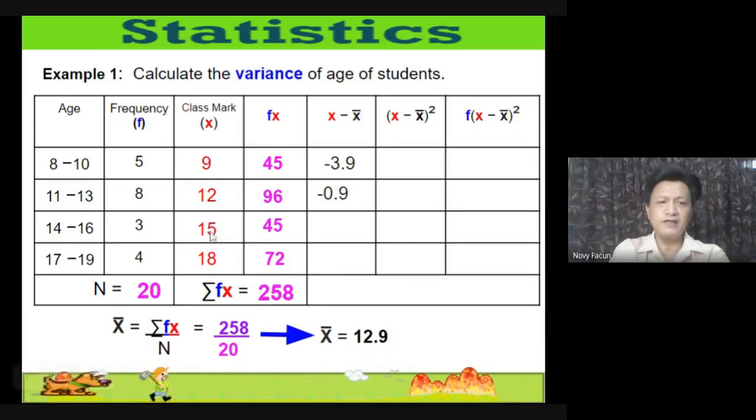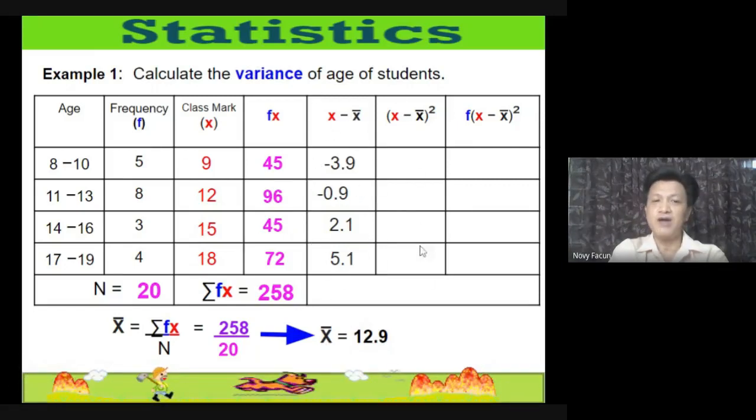Then we have next 15 minus 12.9, kaya ang nakuha natin dyan ay 2.1. Then we have 18 minus 12.9, that is equal to 5.1. Kapag nakompleto na natin yung difference of the class mark and the mean, we can now get the square. Ibig sabihin, multiply natin sa sarili niya para makuha natin yung nasa column number 6. And then we have this negative 3.9 square. Ibig sabihin niya, negative 3.9 times negative 3.9. That is equal to 15.21.